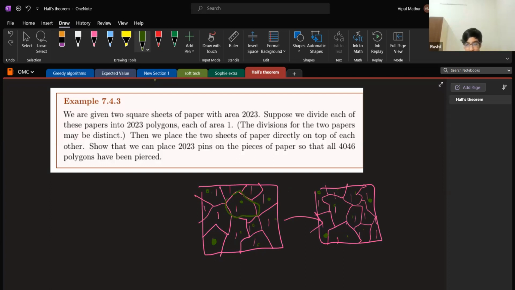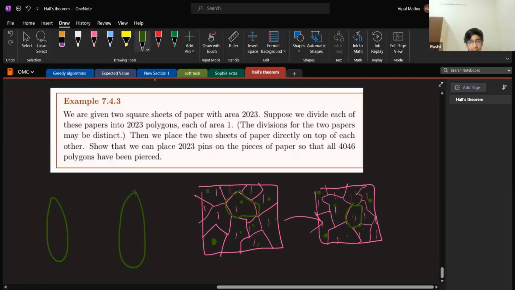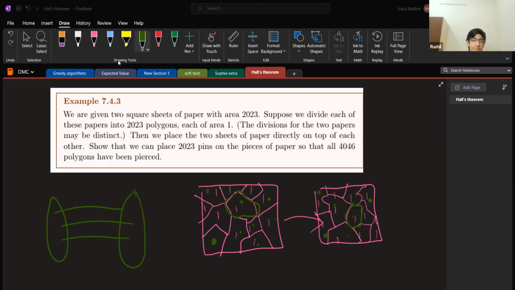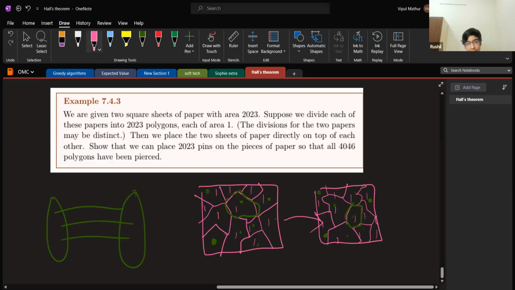Basically, I want to pair this polygon with, I don't know, this one, and put a pin so that their intersection has one, and I've gotten those two, and then I match some other two polygons. So there are 2023 polygons over here and 2023 over here, and I want to match them in such a way that I can place pins. Does it seem obvious to you?